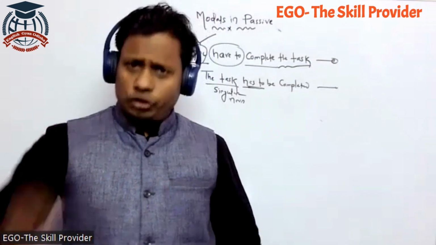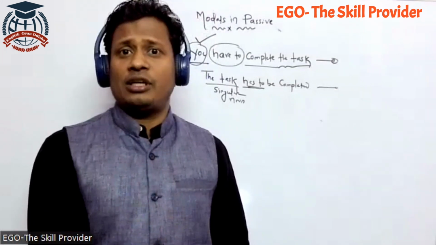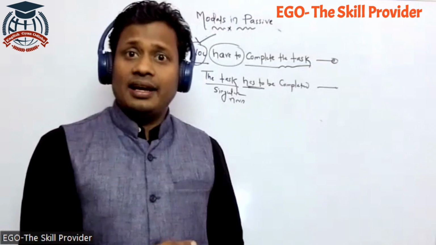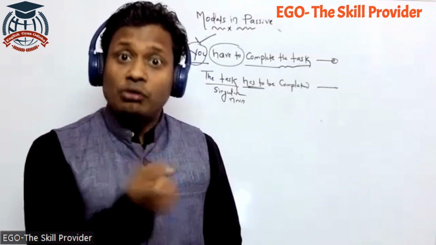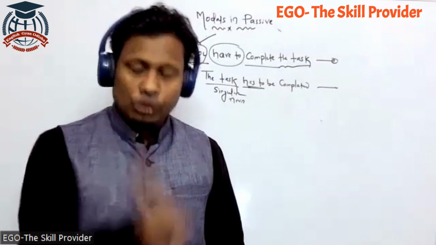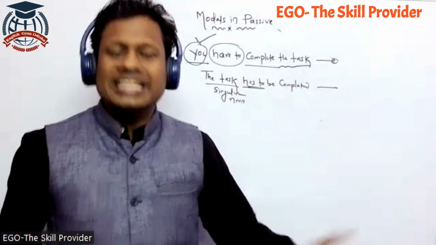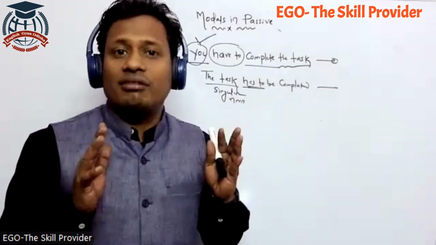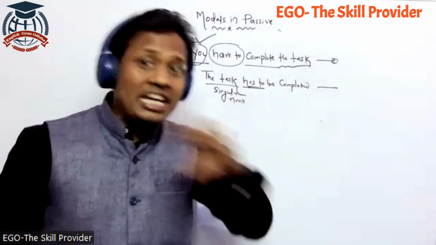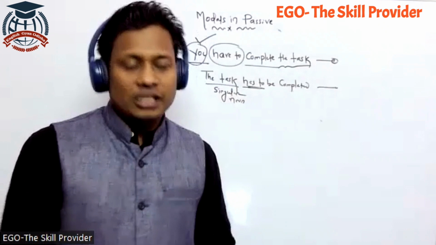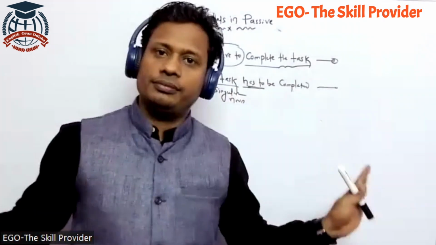And you have seen that particular action and you want to identify that person, use active. If you don't want to identify the person, either you don't know or due to certain reasons you don't want to identify the person who did the work, always use passive.